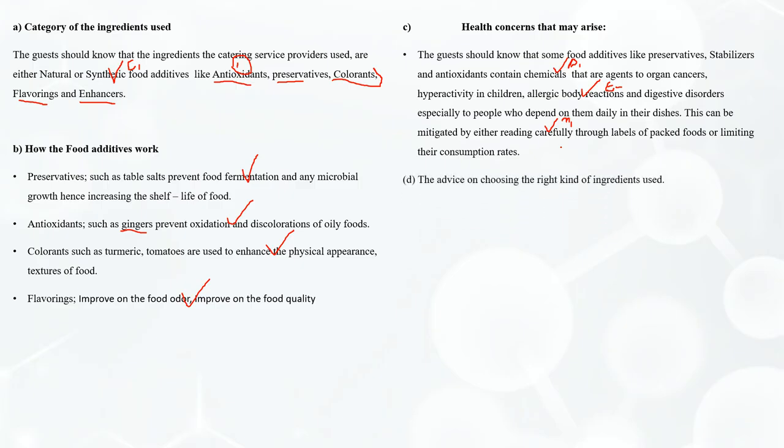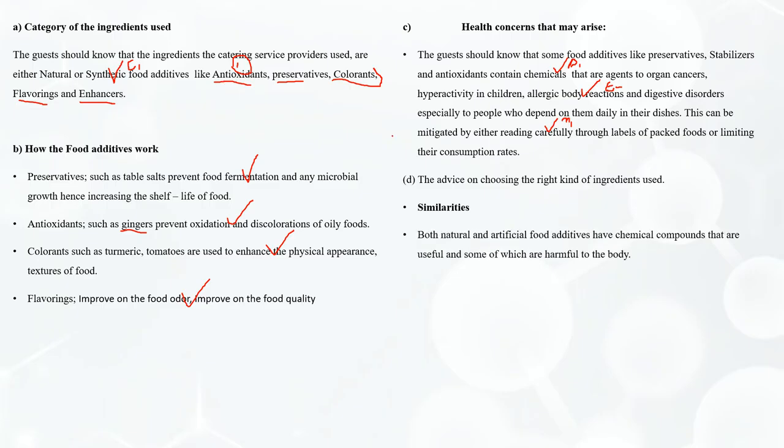Finally, the advice on choosing the right kind of ingredient. You want to advise these people which kind of ingredient they can use. So in simple terms, you want to help this person to choose the best. But as you're helping this person choose the best, we need to help them understand, number one, the similarity between the two. We are looking at the natural or synthetic food additive like an antioxidant. What similarity do they have? What difference do they have? And then you select the best out of the two.